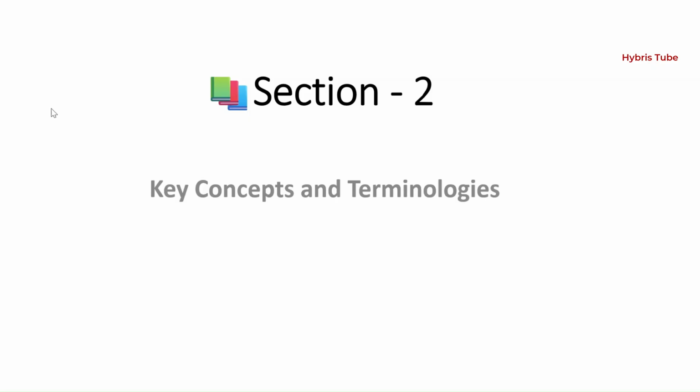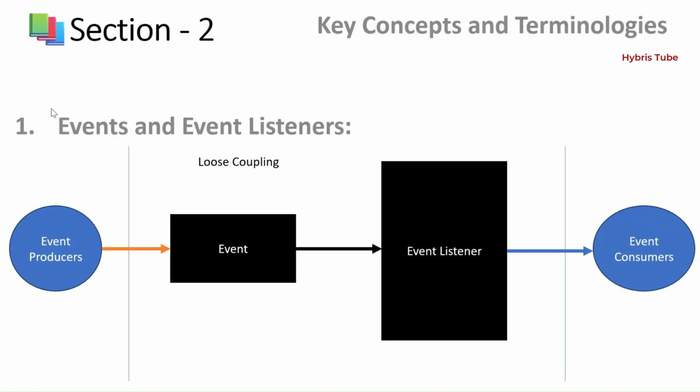So the next section is key concepts and terminologies, in which we will primarily discuss what are events and event listeners, what are the benefits of events and event listeners, and then we will also see what is a business process and why we use the business process in the email flow. So we will discuss all these concepts in this section. So let's start with the events and event listeners.